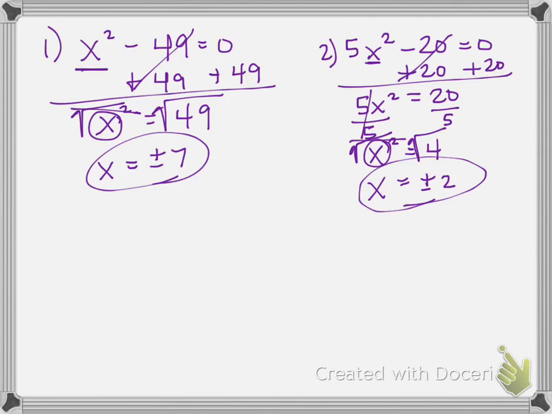Again, this method only works if I'm missing that middle term. Okay, let's look at a couple more. So number 3, I have 2x squared minus 22 equals 28. Now I have a number on this side.